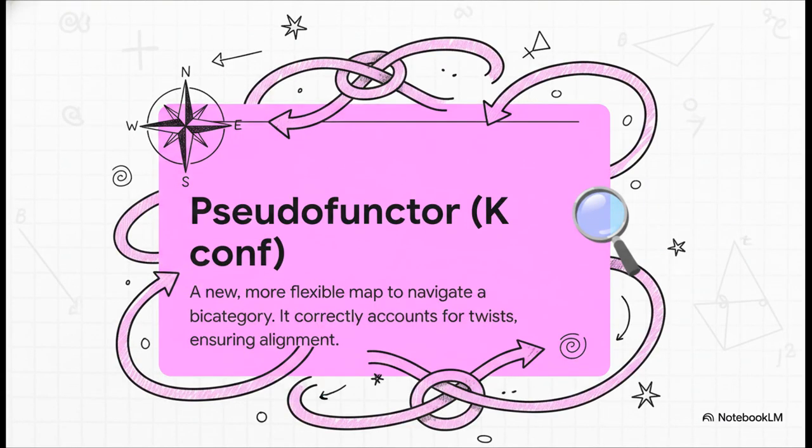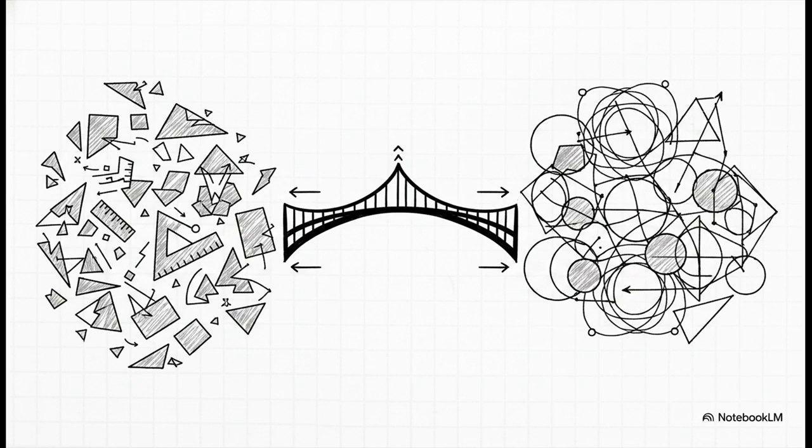And of course, if you've got a brand new type of map, your old compass isn't going to work. You need a new one. And that's the pseudofunctor. It's a much more flexible navigator that's built to work on this new bi-category map. It understands the twists from the get-go, so it accounts for them, and everything finally lines up perfectly. So what the paper pulls off here is building this really elegant bridge. It uses the pseudofunctor to connect the original, kind of messy world of measurements with this new, highly structured, and much more sophisticated bi-category. It provides the missing organizational framework for the whole thing.